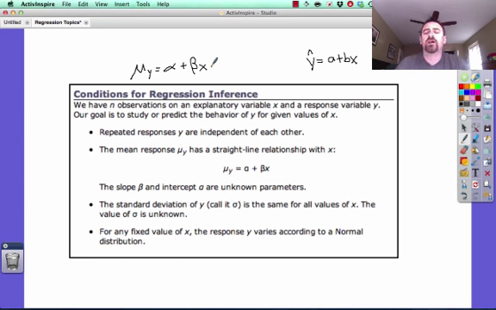Now, one other concept I need to talk about for a moment here. And that is, most of the time, we're more interested in trying to figure out how well b approximates beta than we are interested in how a approximates alpha. So most of the time, when we're talking about inference for regression, we're really interested in the slope. We're not terribly interested in the entire line usually, and we're not terribly interested in the y-intercept.